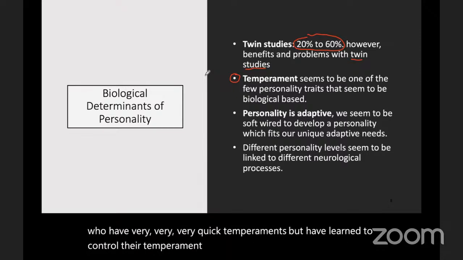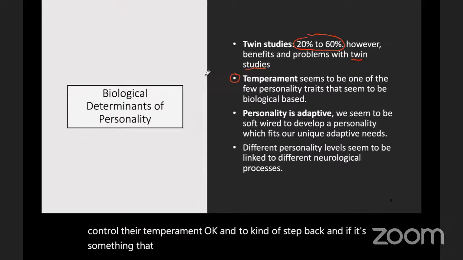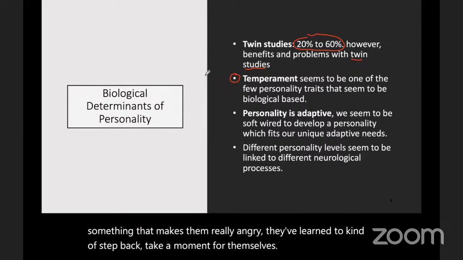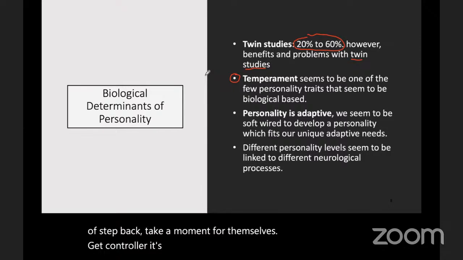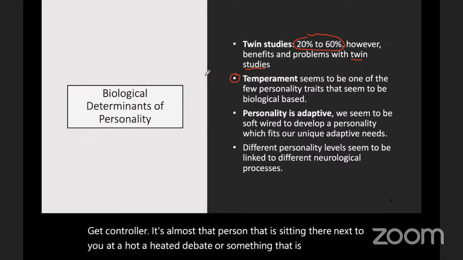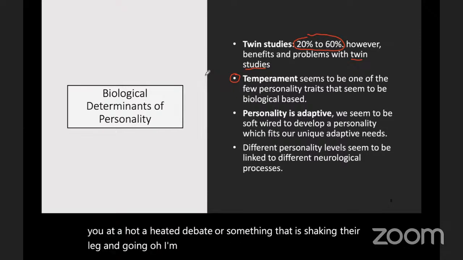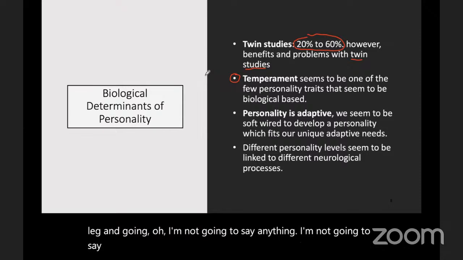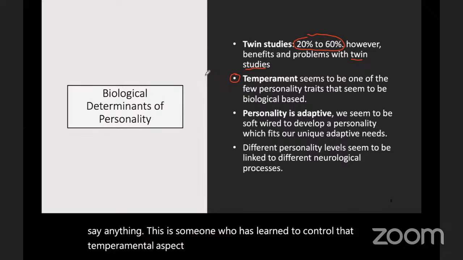Okay. And to kind of step back. If it's something that makes them really angry, they've learned to step back, take a moment for themselves, get control of it. It's almost that person sitting next to you at a heated debate, shaking their leg and going, "Oh, I'm not going to say anything. I'm not going to say anything." This is someone who has learned to control that temperamental aspect of themselves.